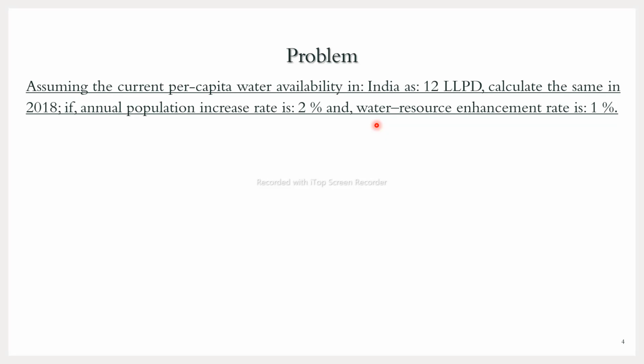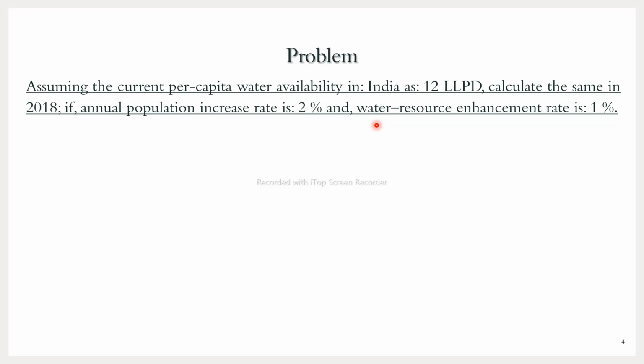So people look for new sources of water. For example, a desalination plant may come up in a coastal area, or water may come with the help of dams, or maybe through some international treaties with other countries. One country may take water from another country. So there are various ways of increasing the water resource to meet the demand.